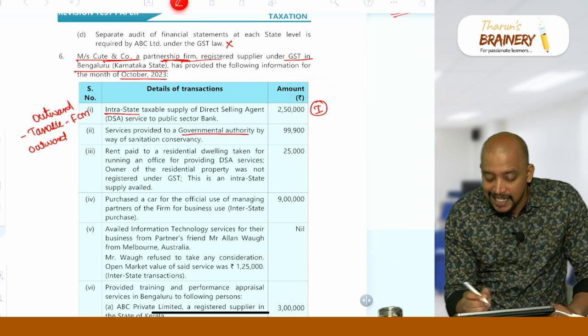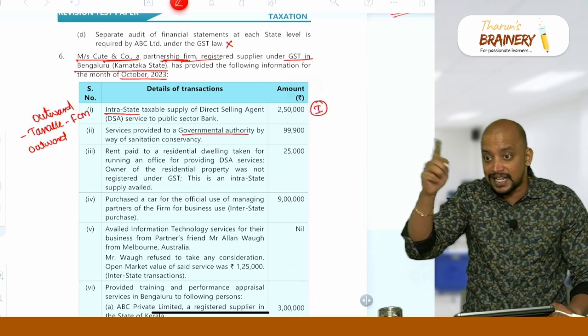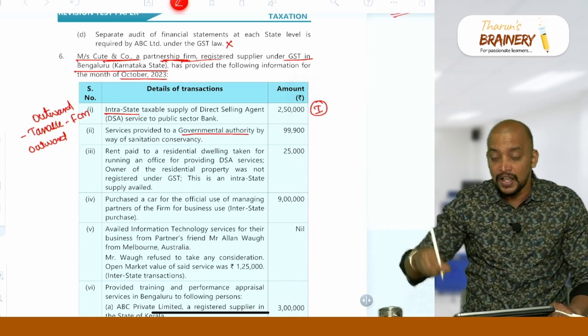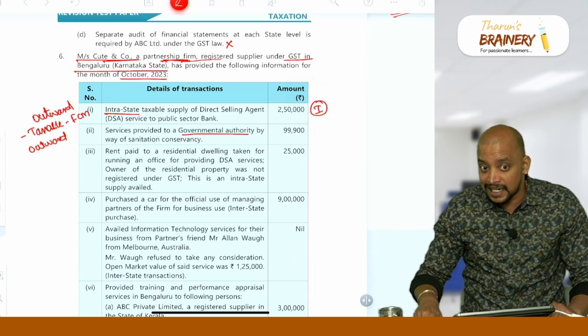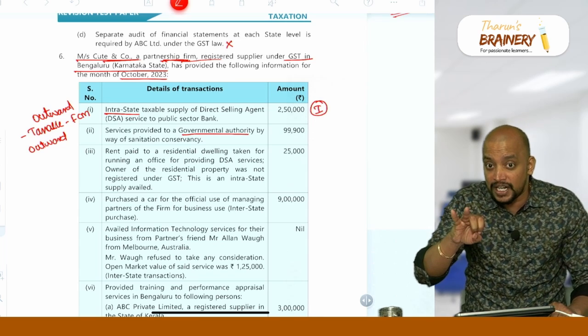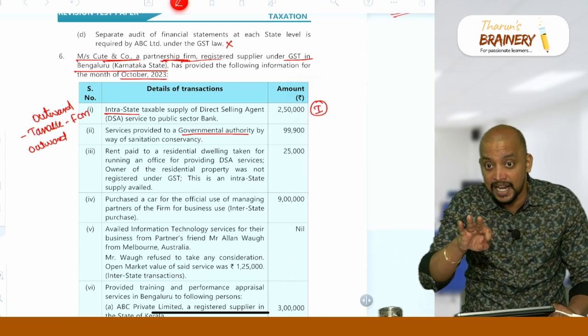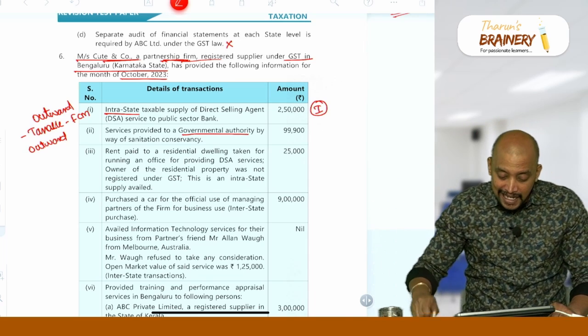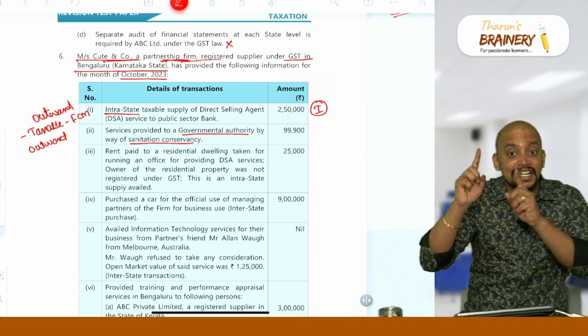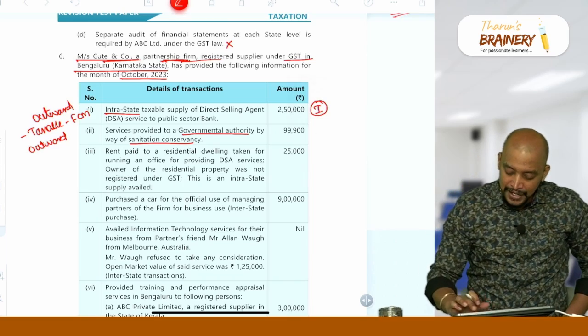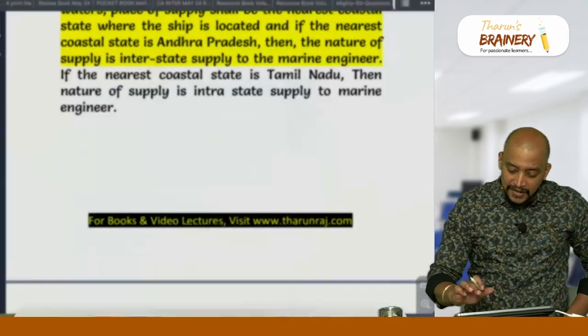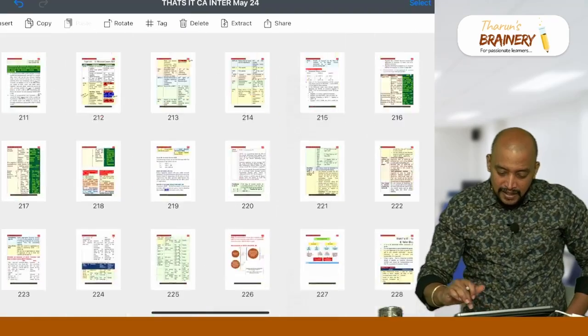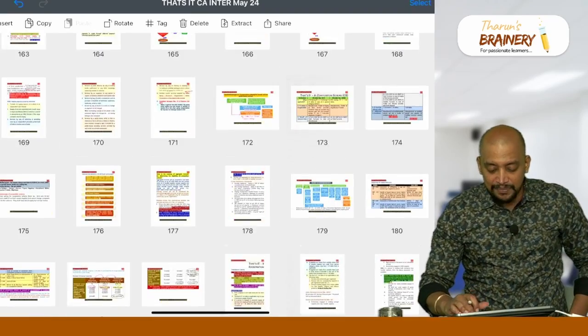Government authority. We saw one exemption amendment. What are the activities which are exempted? Sanitation conservancy, solid waste management, water supply, slum improvement and upgradation. A few activities we saw. In that, is sanitation conservancy in the list of activities? So it's like we saw in the exemptions. This is how the questions are being tested.